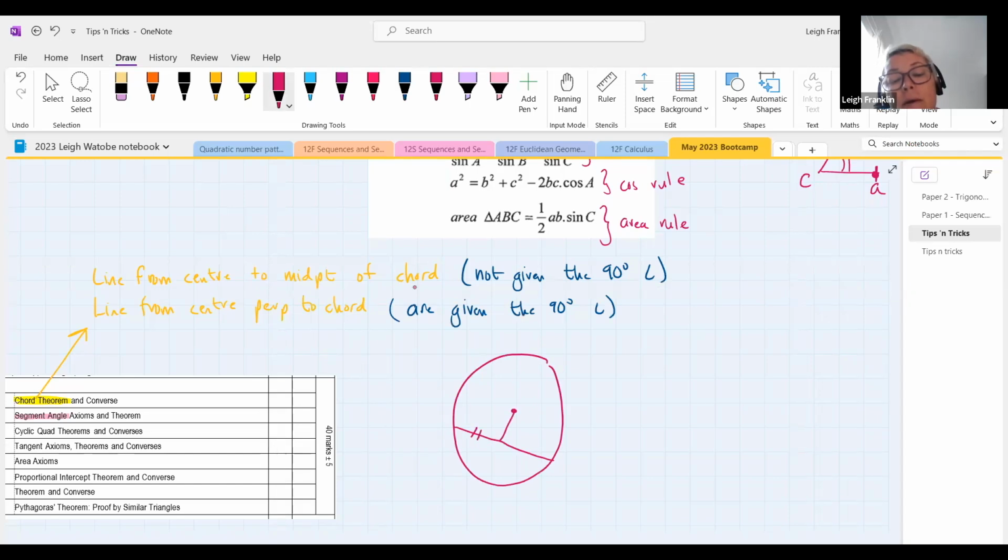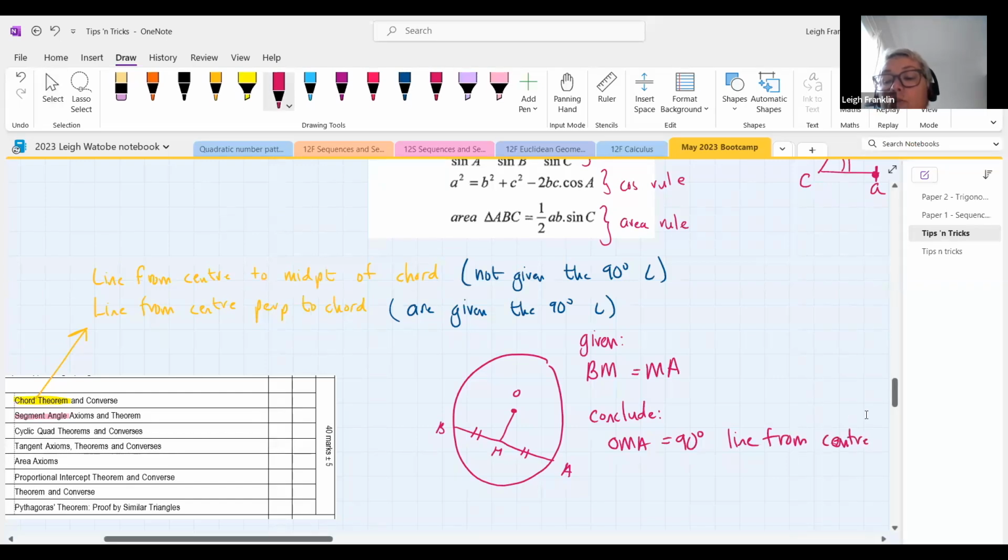Okay, so just very quickly, if you've got a circle and a chord, and let's say O, M, B, A. If you are given that BM equals MA, you are not given the 90-degree angle. So you would conclude, for example, that OMA equals 90. Then your reason would be line from center to midpoint of chord.